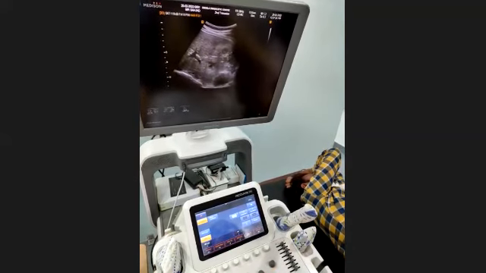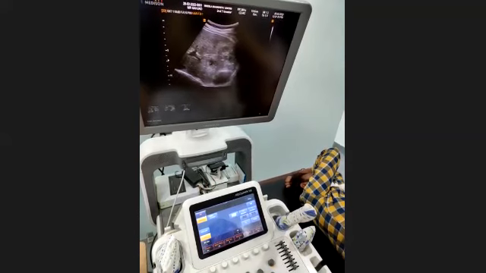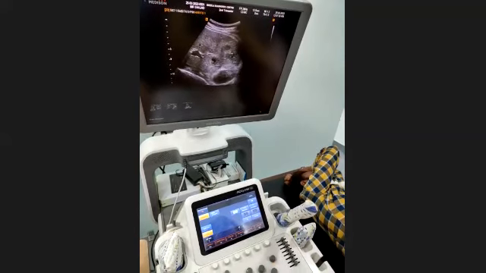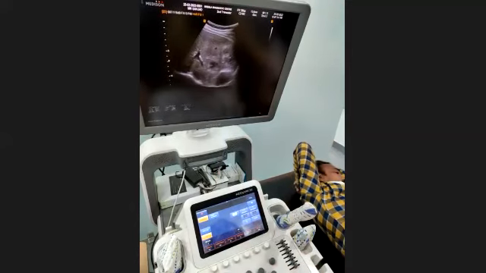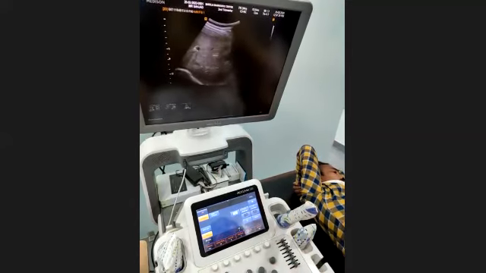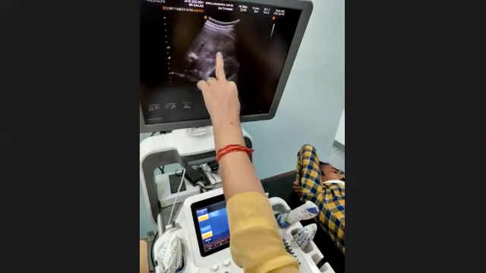What is in the inferior part? Is this the kidney cut, or is this also the area? Is this the suspected area or the kidney cut in transverse section? Sir, this is the kidney. This is the suspected area.